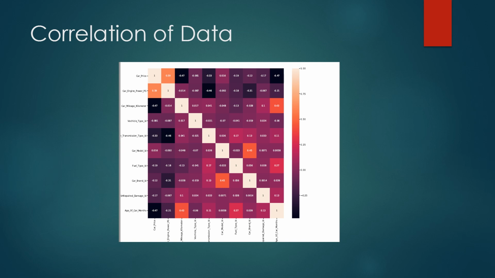Correlation of data. This correlation map essentially is showing a measure of the linear relationship between each pair of the variables. For example, there is a positive correlation of 0.59 between the car price and the car engine power. That means an increase in car engine power will increase the car price. On the other hand, there is a negative correlation of minus 0.47 between the car mileage and the car price. That means an increase in car mileage over time will decrease the car price.